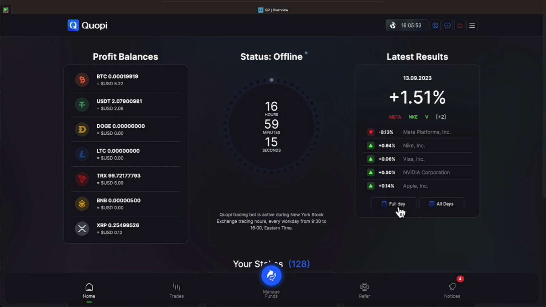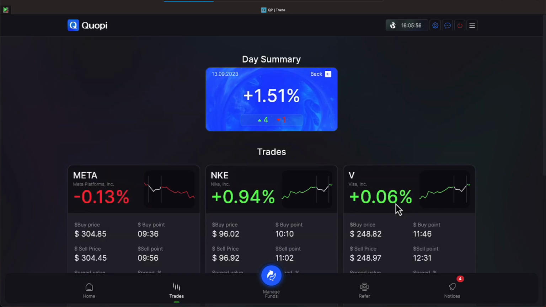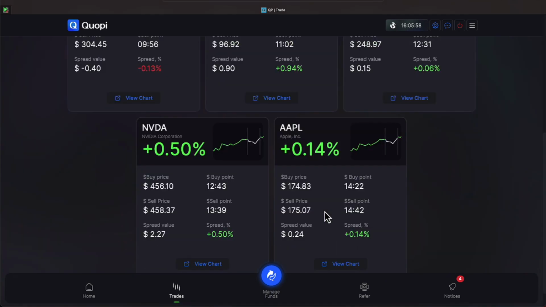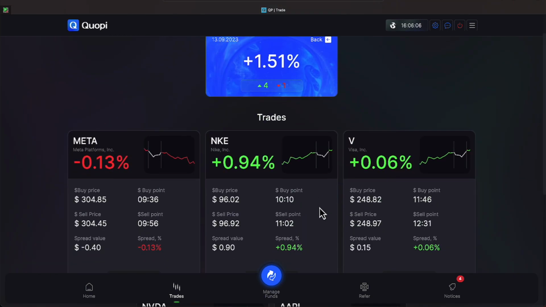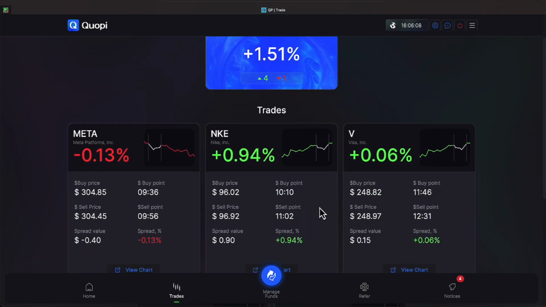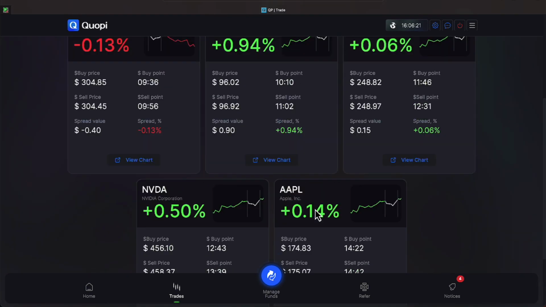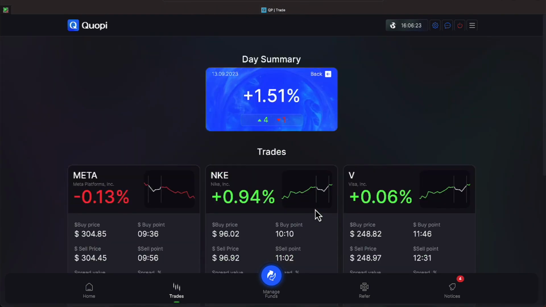And let's go ahead and look at the full day, everyone. Looks like about five or six trades. We'll go to the bottom. Positive on both Apple and Nvidia with a 0.50, Apple a 0.14, and Nike and Visa positive. Nike with a 0.94 and Visa a 0.06. Whoo, that was cutting it close, Quopi. All right, Meta with a small loss of 0.13. And on our blue credit card, everyone, Quopi achieved a 1.51.